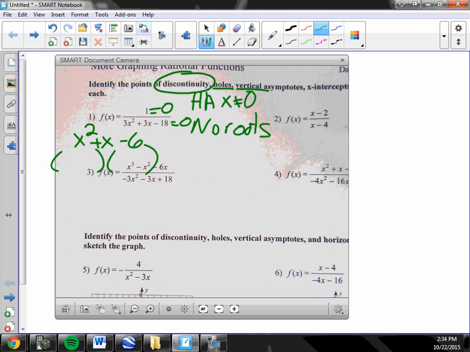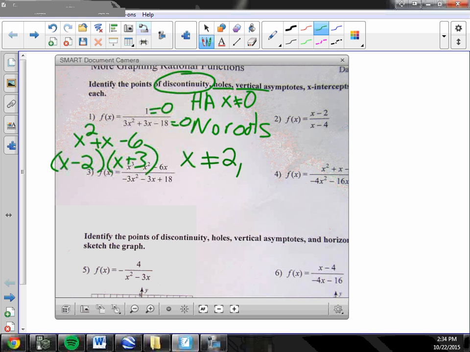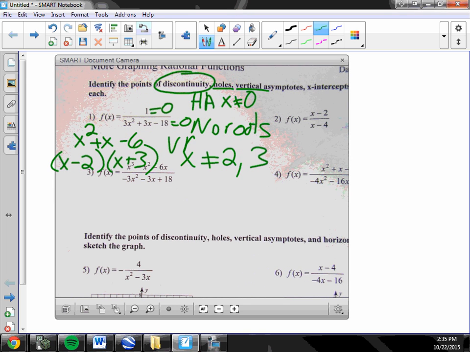Does that factor? Factors of negative 6 that add to be 1. X minus 2 and x plus 3. So x is not allowed to be 2 and negative 3. And both of those happen to be vertical asymptotes. This graph has no holes. Is it negative? Oh, you're right. Negative 3. Thank you. Did that make sense?